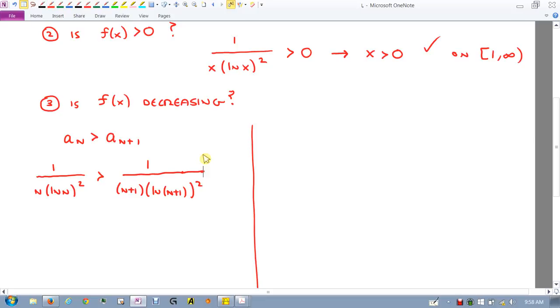I'll read that okay. You can multiply both sides here. Cross multiply. We don't have to worry about flipping the inequality.